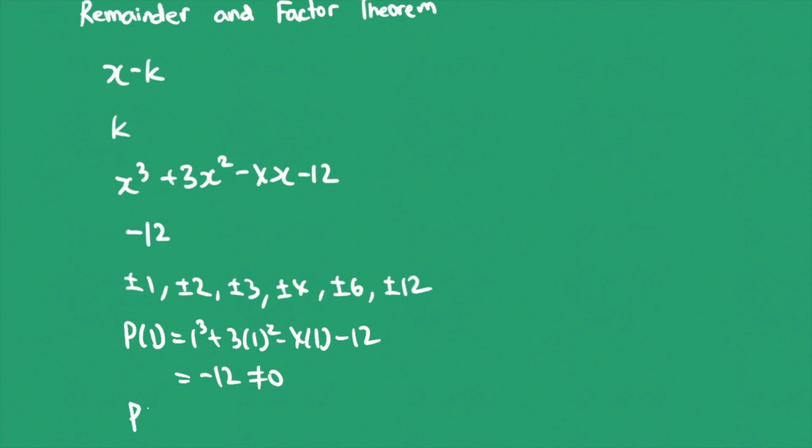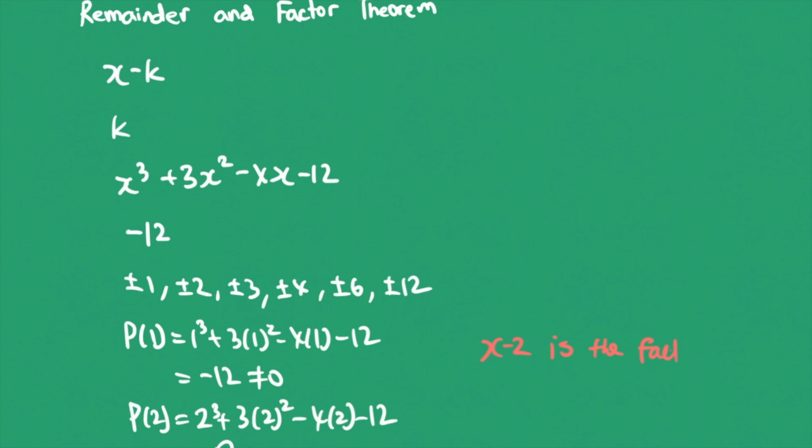Let's say 2. And this time the answer equals 0, so x minus 2 is a factor of the polynomial. Okay, that's all about the remainder and factor theorem. I'll see you next time.